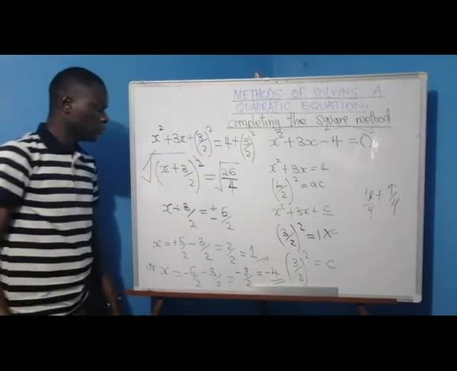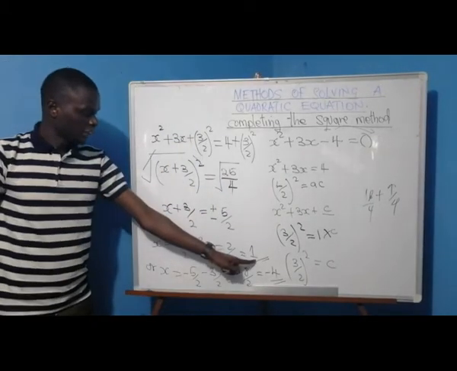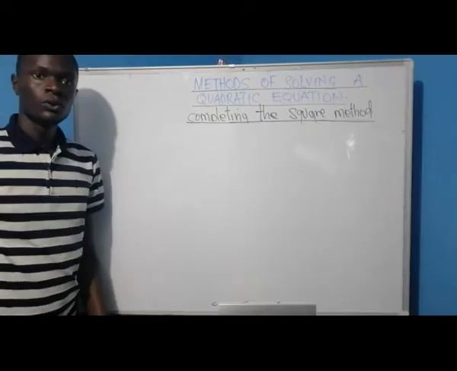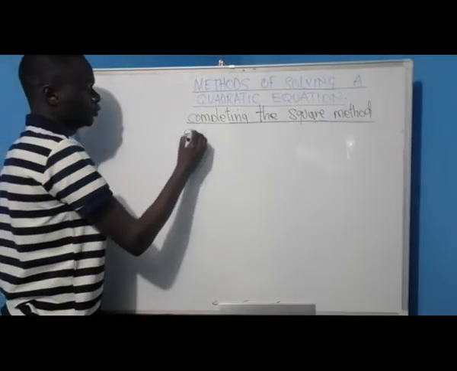So the two values of x are positive 1 and negative 4. So we are going to look at the second example, example 2.